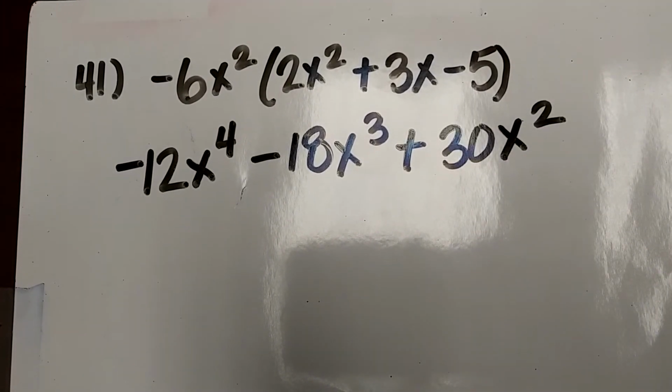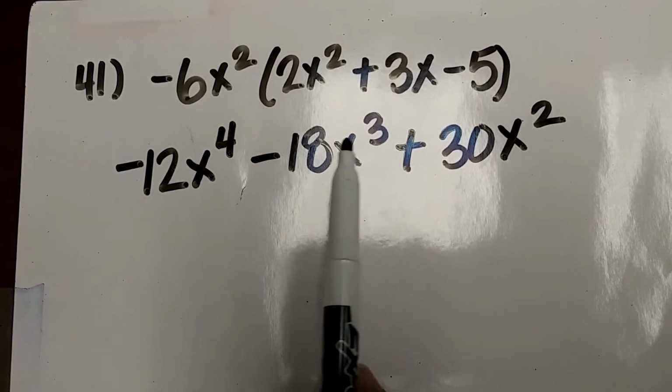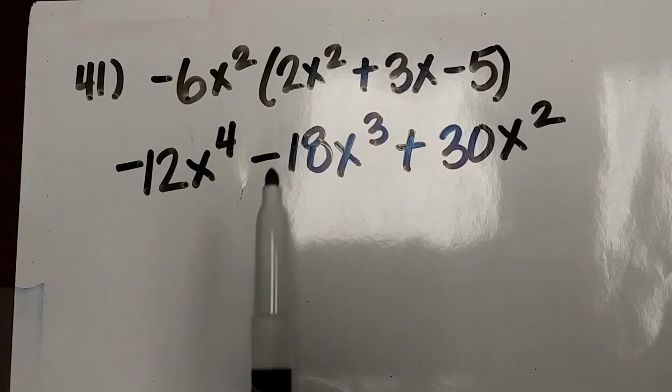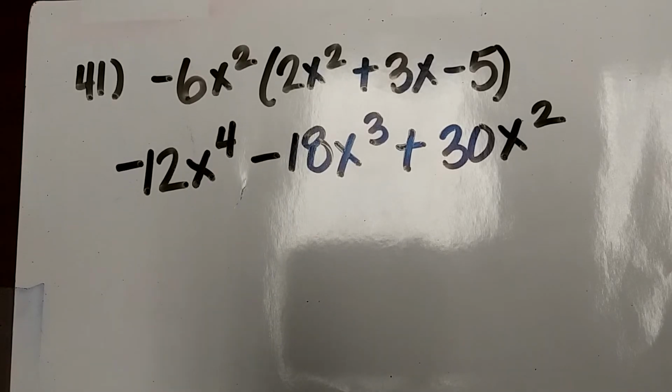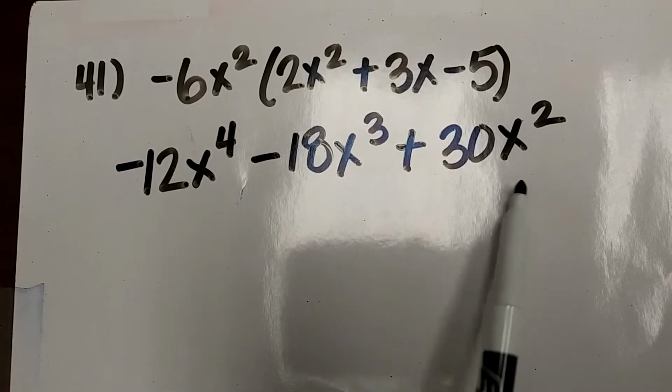And this is also how you will write your answer in standard form. Notice I went from 4 to 3 to 2. My degree will be 4. My leading coefficient is negative 12. And we have three terms here.